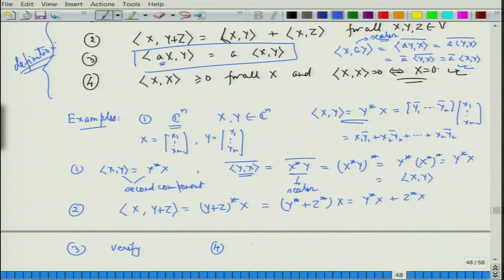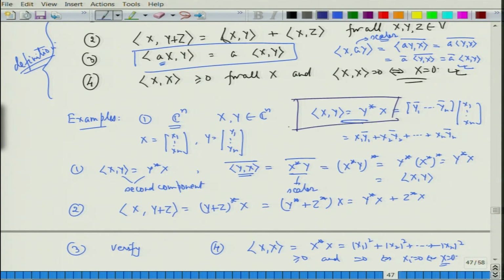Fourth one, let us look at <x, x>. So <x, x> will be x star x, which will be equal to mod of x1 square plus mod of x2 square, up to mod of xn square, which you know is always greater than or equal to 0, and equal to 0 if and only if xi is 0, which is the same as saying that x is the 0 vector. All right. So you can check that everything is nice. You are able to get things as far as this definition is concerned. So if this definition is there, everything is nice.